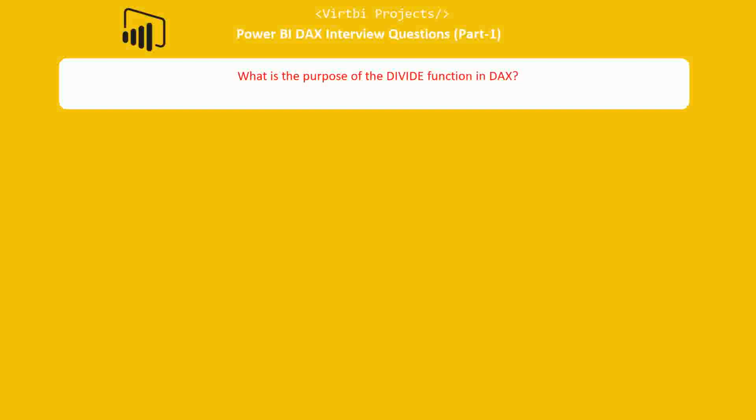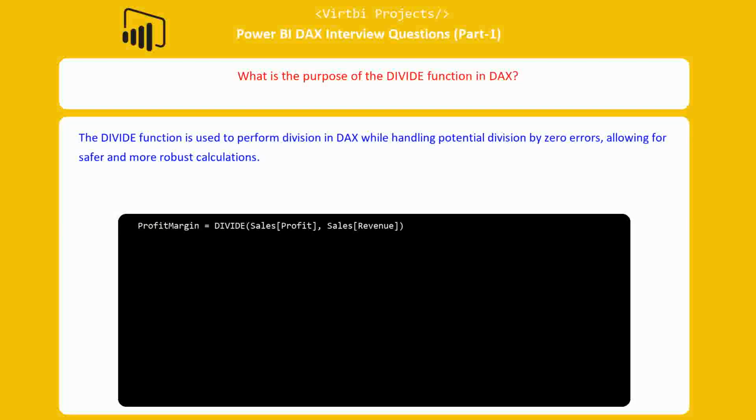What is the purpose of the DIVIDE function in DAX? The DIVIDE function is used to perform division in DAX while handling potential division by zero errors, allowing for safer and more robust calculations. In this example, Profit Margin calculates the profit margin by dividing profit by revenue, with DIVIDE used to handle potential division by zero errors gracefully.